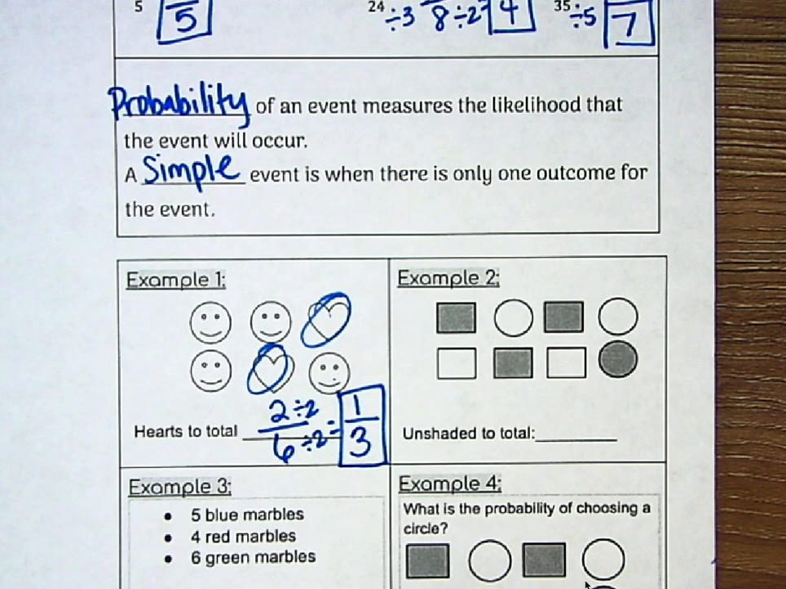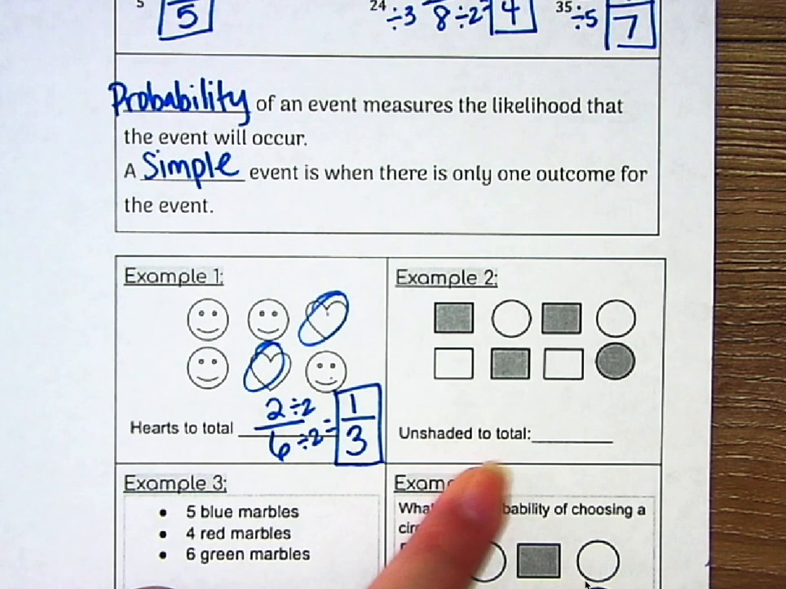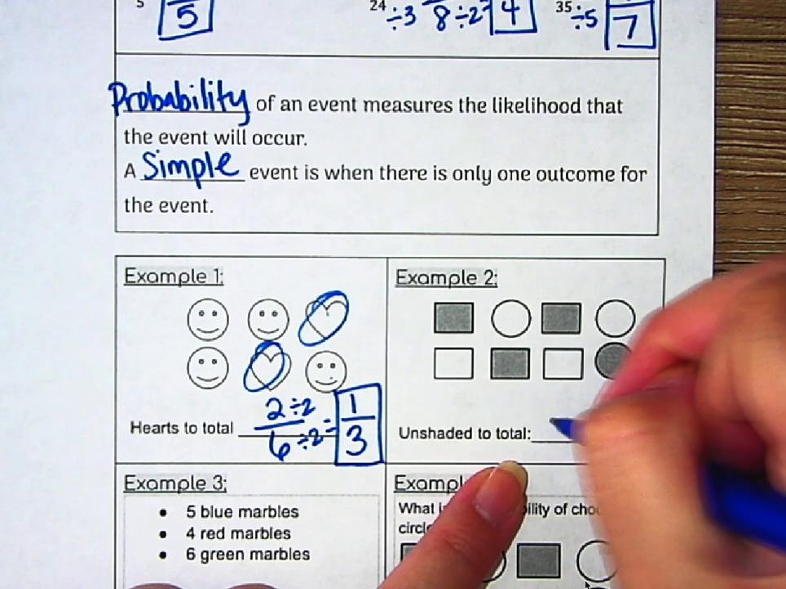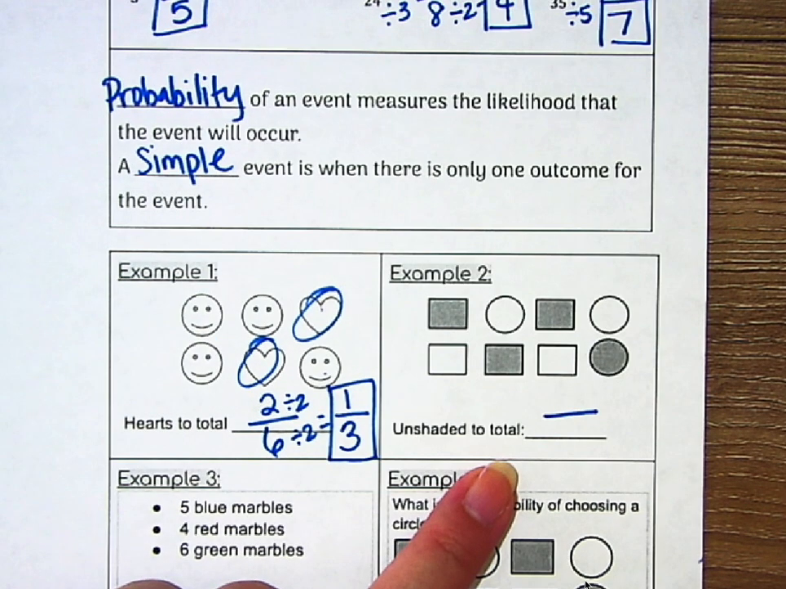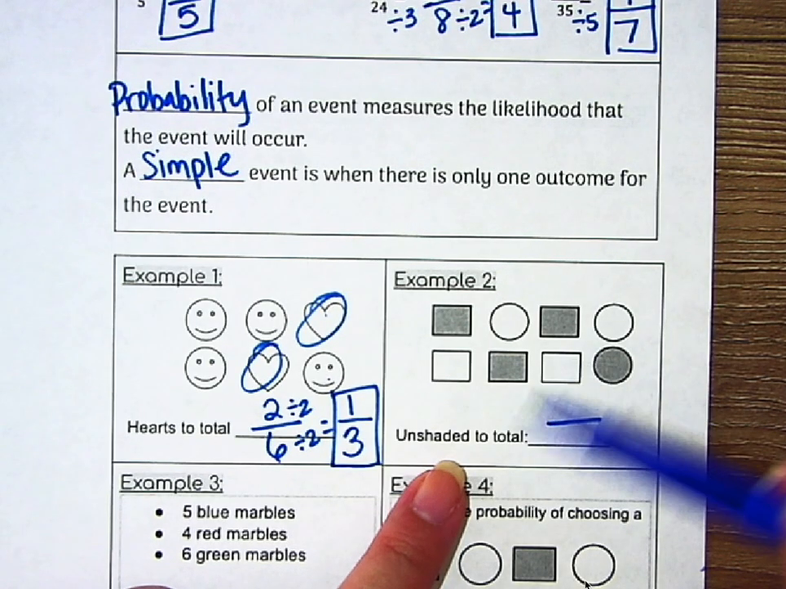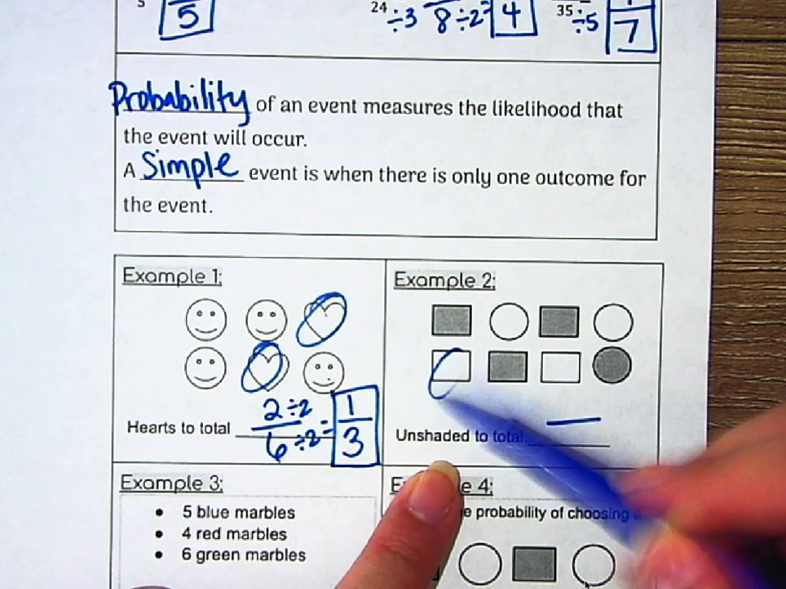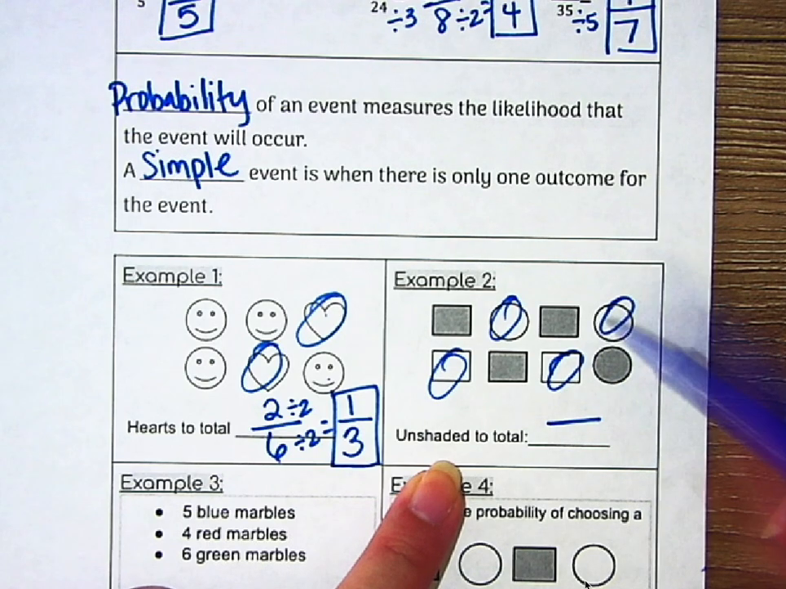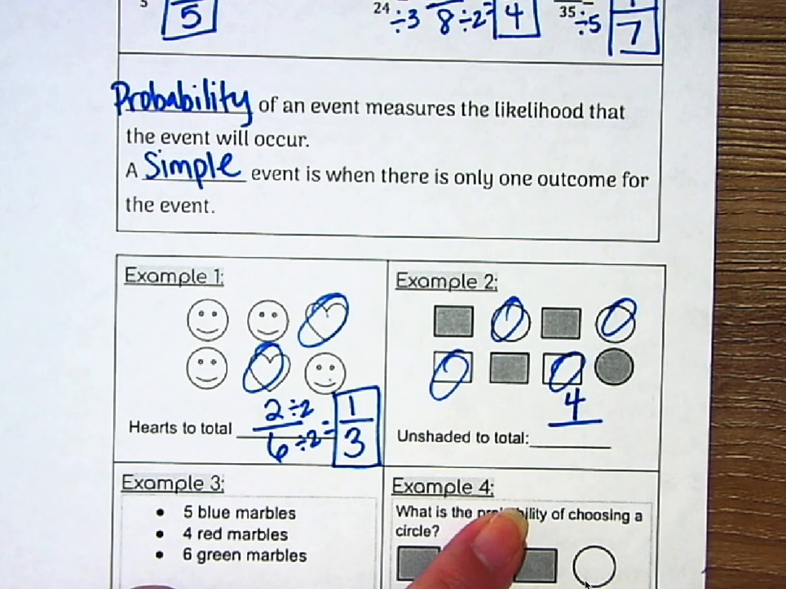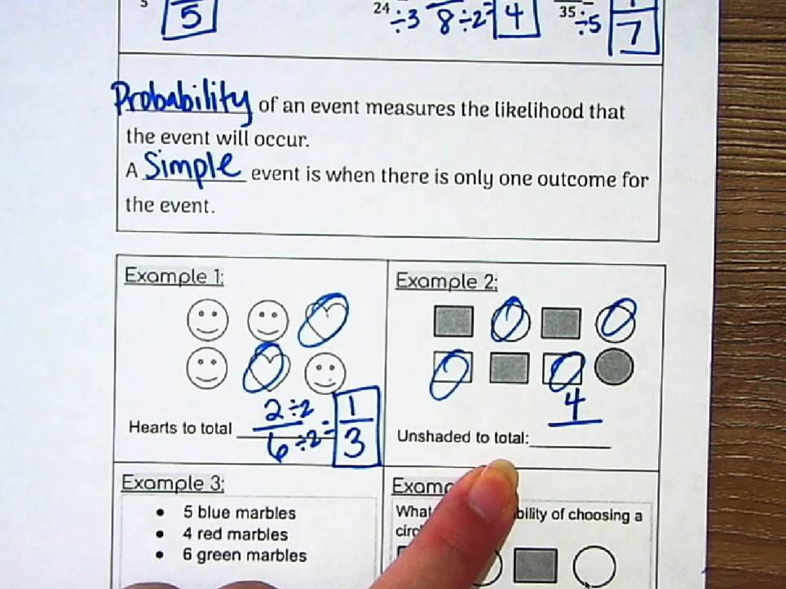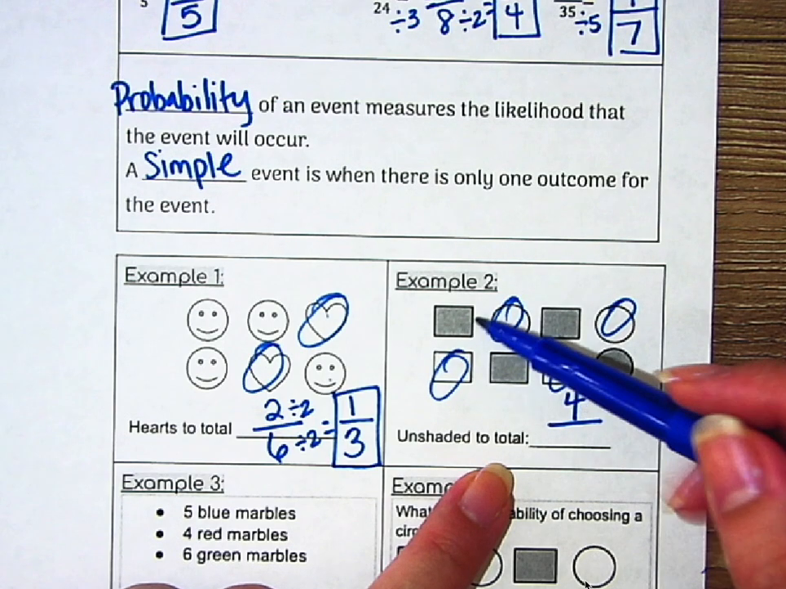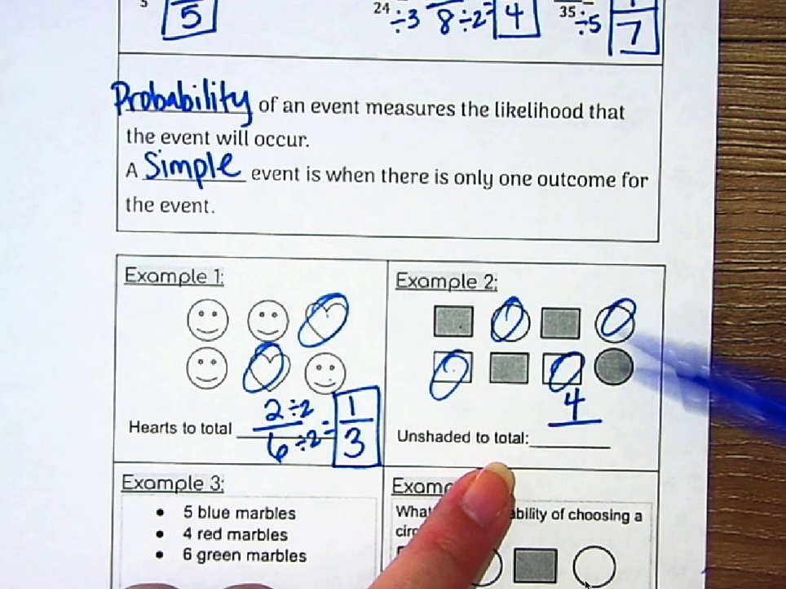Okay, the next one, it says unshaded to total. So I'm just going to go ahead and start my fraction. The unshaded are the ones that are not colored in. So we got 1, 2, 3, 4. I'm going to put the number 4 on top. And then my total. What's my total? How many shapes are there? 1, 2, 3, 4, 5, 6, 7, 8.